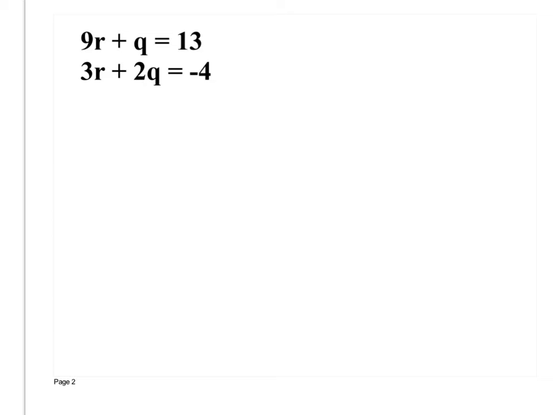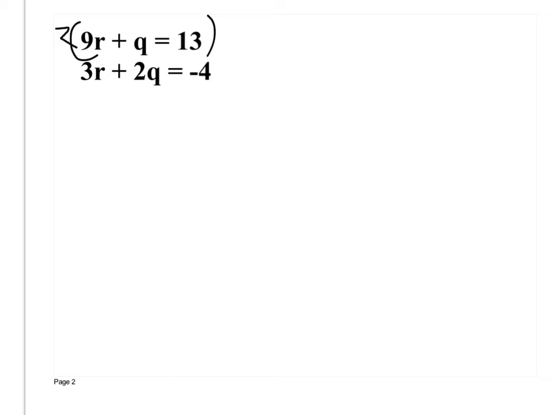9r plus q equals 13 over 3r plus 2q equals negative 4. Which one do you want to eliminate? R or q? We can get rid of R, but I would rather get rid of Q. Easier. Because, look, if I want to get rid of R, what would I have to multiply this whole thing by? 3 to make it 9R. What would I have to multiply Q by to make it get rid of that? 2. So I'm going to go with 2.